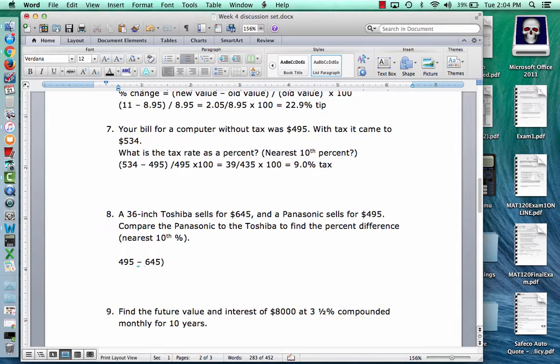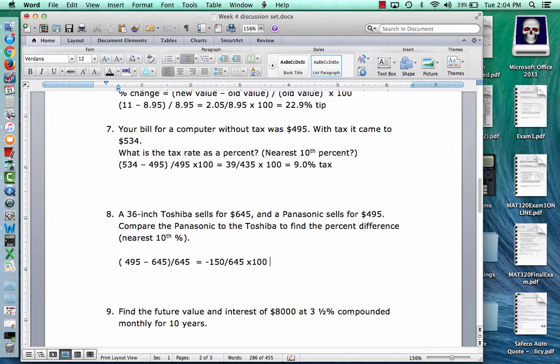So since we're comparing the Panasonic, which is $4.95, to the Toshiba, which is $6.45, what I'm comparing to is what I subtract. It's the old value, and that's what I divide by. So I divide this by $6.45. Because the Panasonic is cheaper, this is going to come out to be negative. So $4.95 minus $6.45, $1.50 cheaper, negative 1.50, divided by $6.45. Take that result times 100.